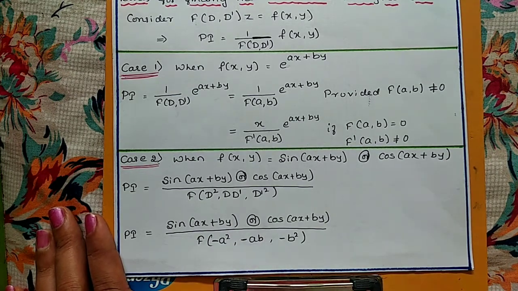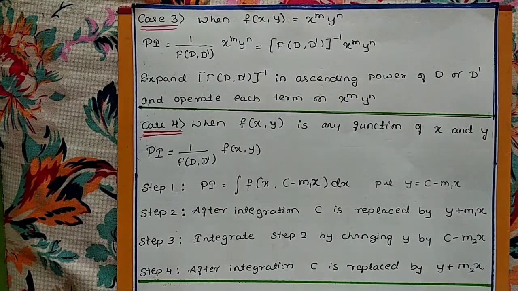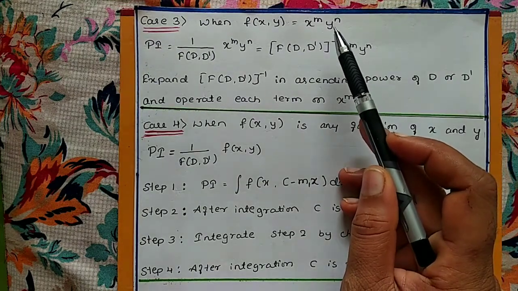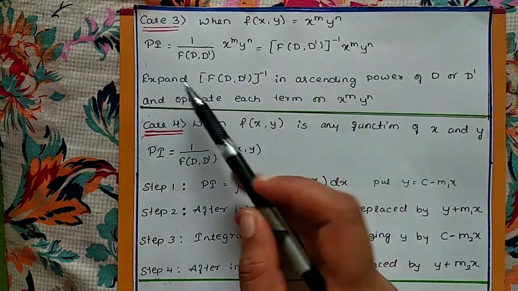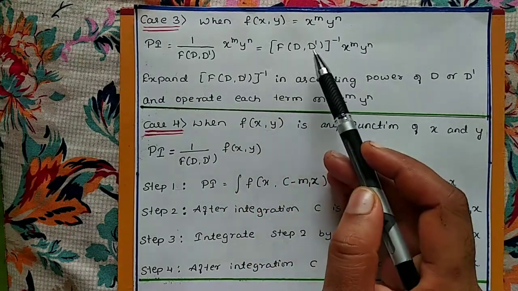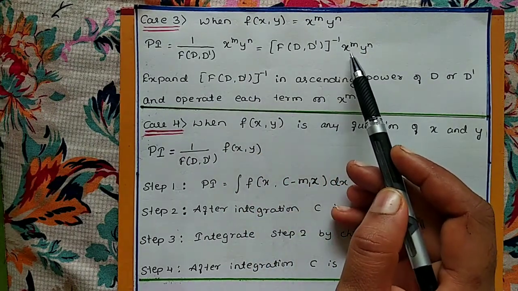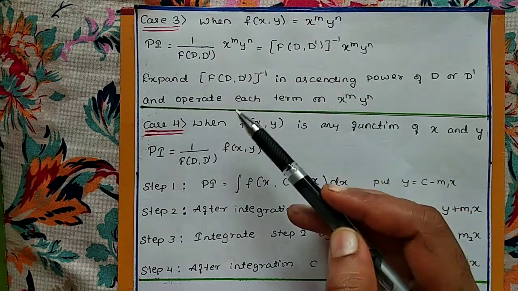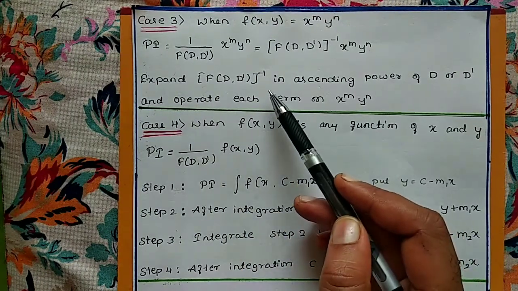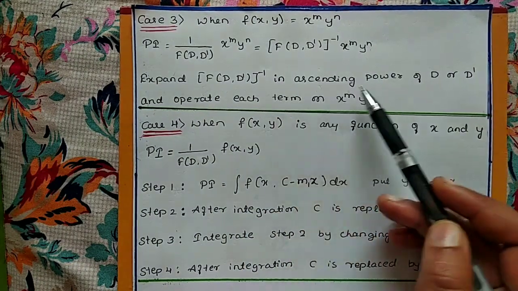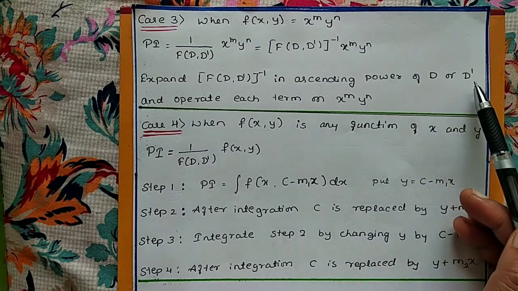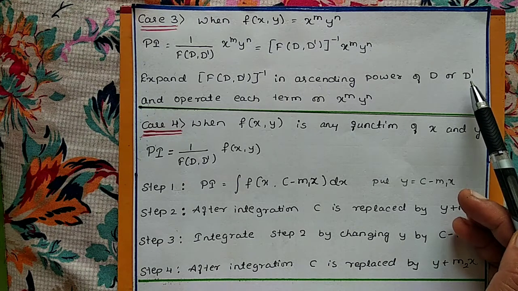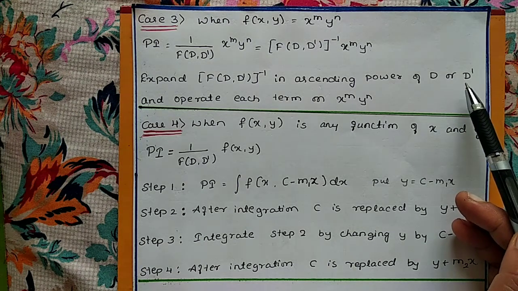Next, we discuss case 3, when f(x,y) = x^m y^n, that is a polynomial, then the particular integral is equal to [F(D, D')]^(-1) x^m y^n. Then we have to expand [F(D, D')]^(-1) in ascending powers of D or D' by using binomial expansion and operate each term on x^m y^n.